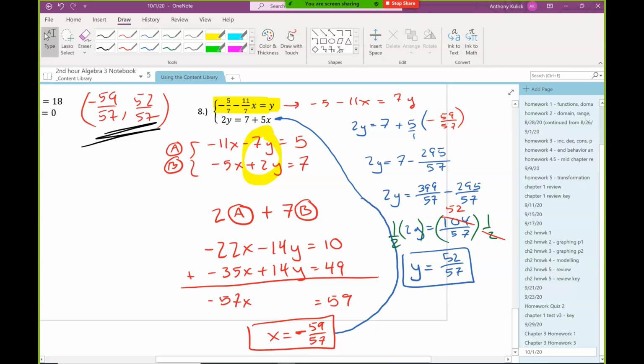Right, so you have 2y equals 7 plus 295 over 57. How did you get that? And then someone with 399. So 5 times 59 over 57 is 295 over 57. And then the 7, if I multiply the top and bottom, 7 over 1, by 57 over 57, that's the 399 over 57. It's just me making a common denominator so I can combine those two fractions. Okay with that? Yeah, you're welcome, Ben.